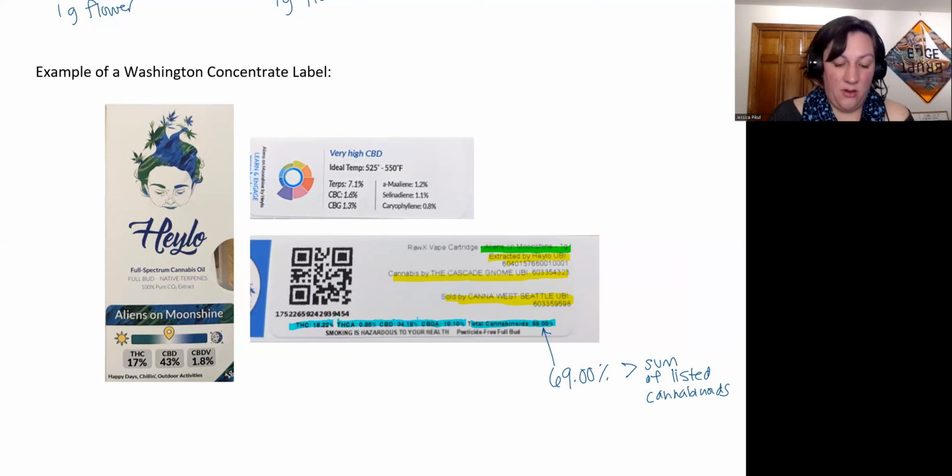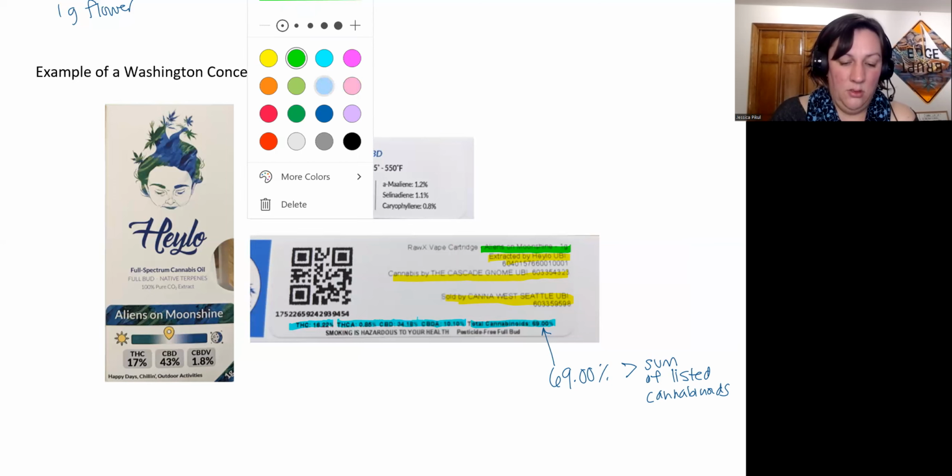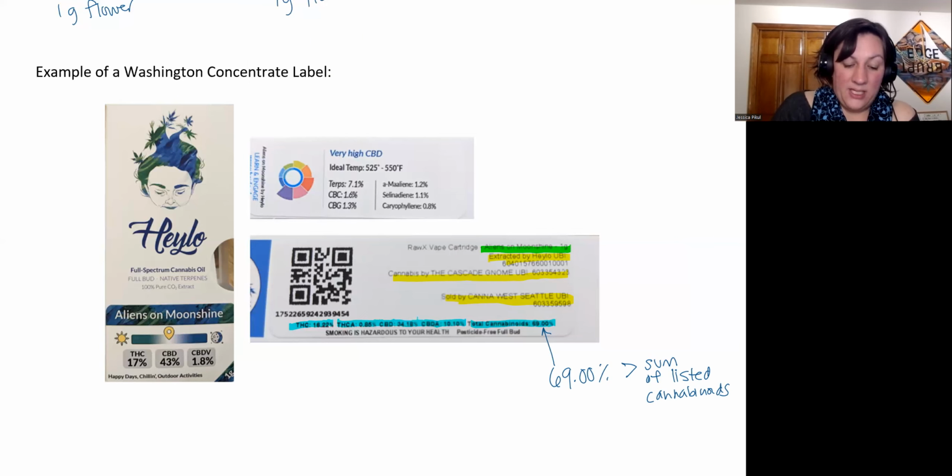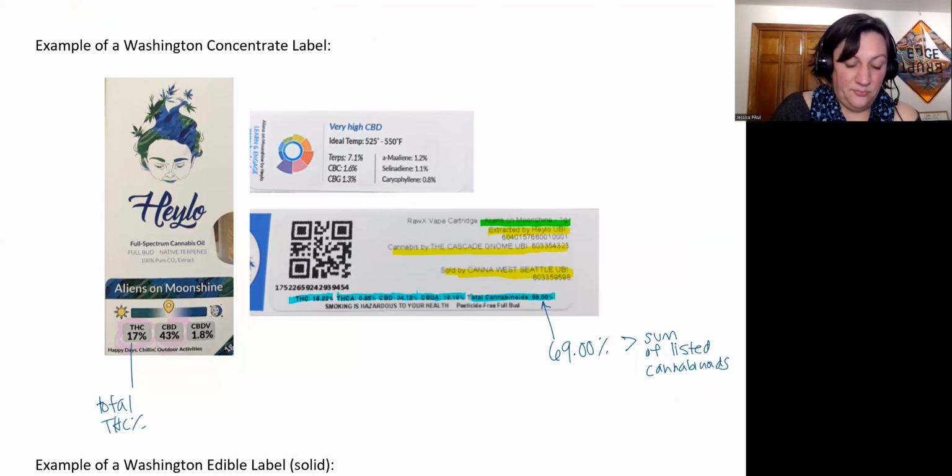So a little bit of other extra information that happens to be on this label, which I think is kind of cool, is, let's grab another color. First of all, we can see our total THC content right here and our total CBD content right here. These are those totals after applying the equation to our THCA of multiplying it by 0.877.